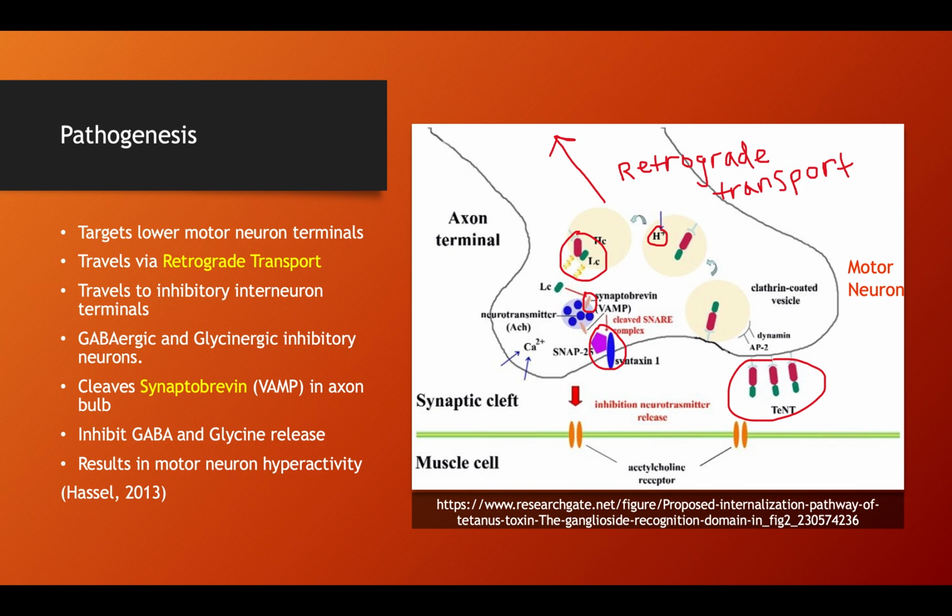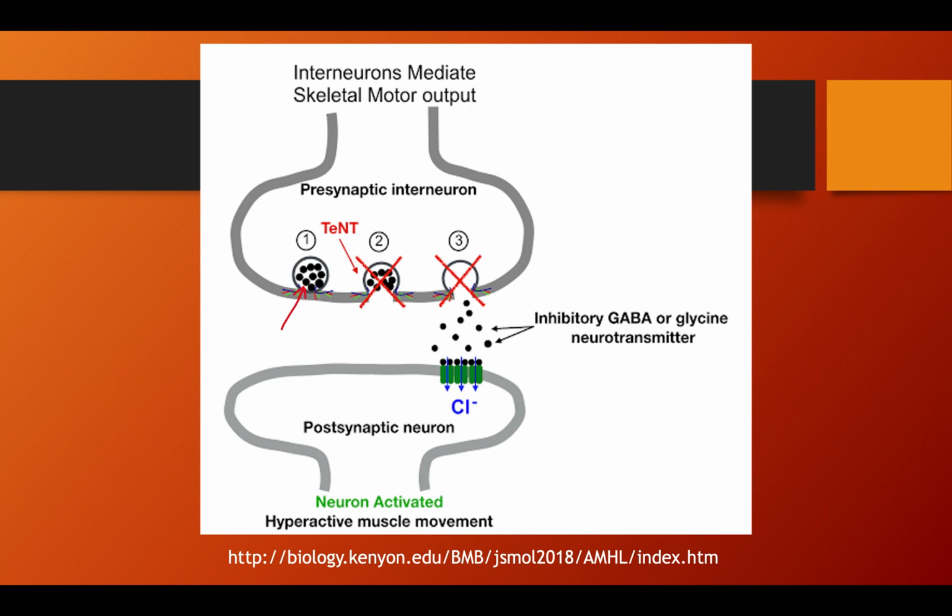So let's look at the next slide. Here we have our motor neuron that we saw earlier, and the tetanospasmin traveled upwards, and it reached our inhibitory interneuron. The interneuron contains vesicles that contain GABA or glycine instead of acetylcholine like we saw earlier. This is why the interneuron is called inhibitory, because GABA and glycine are inhibitory neurotransmitters.